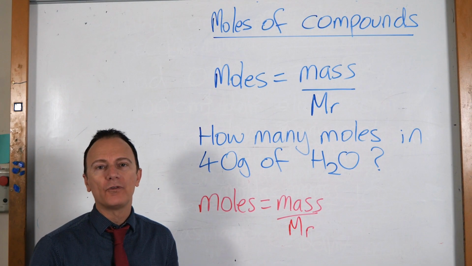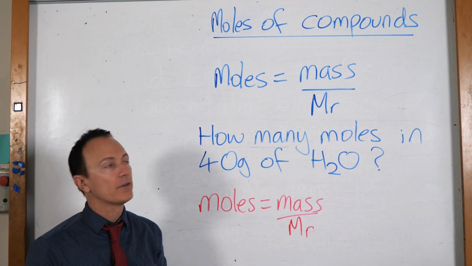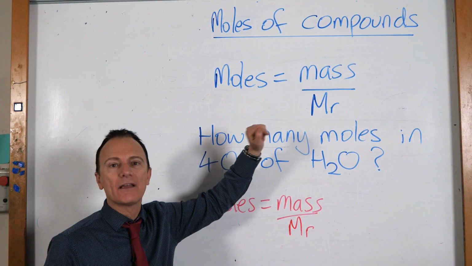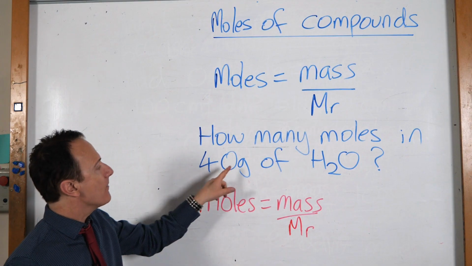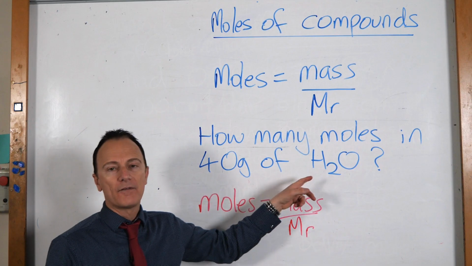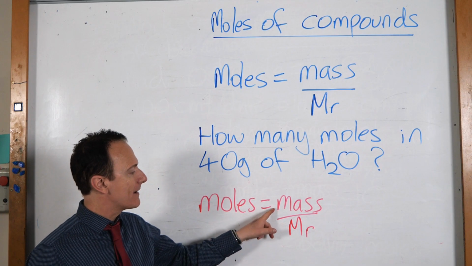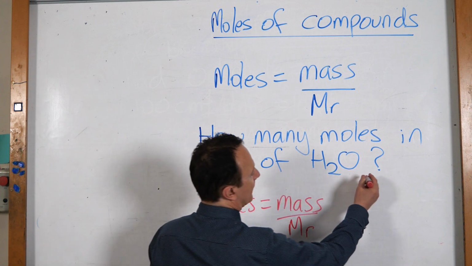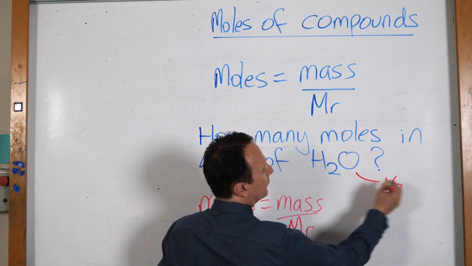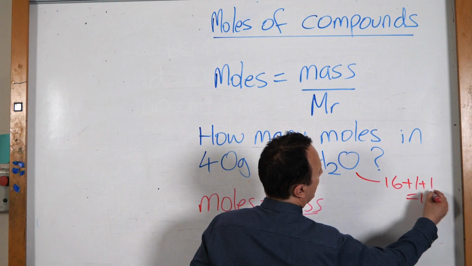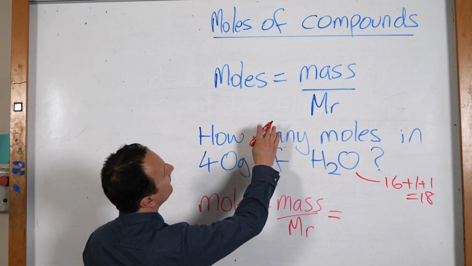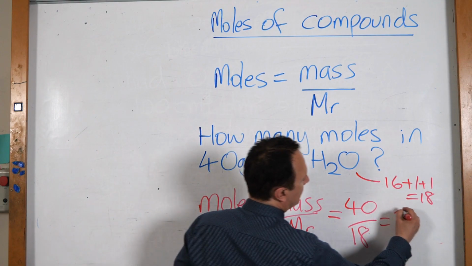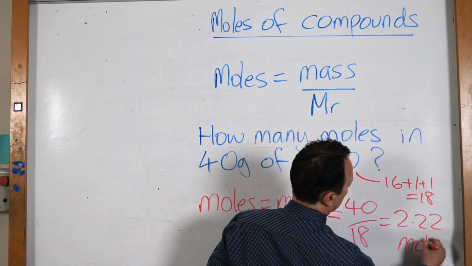If we're trying to work out the moles of a compound, this is the formula we use. Moles equals mass over Mr. And remember, Mr is the relative molecular mass or the formula mass. So, how many moles are there in 40 grams of H2O? We remember moles is mass over Mr. First of all, we've got to work out the Mr or formula mass of water. Well, oxygen is 16 plus the 2 hydrogens gives us an Mr of 18. The mass is 40 grams over 18, and that comes to 2.22 moles.